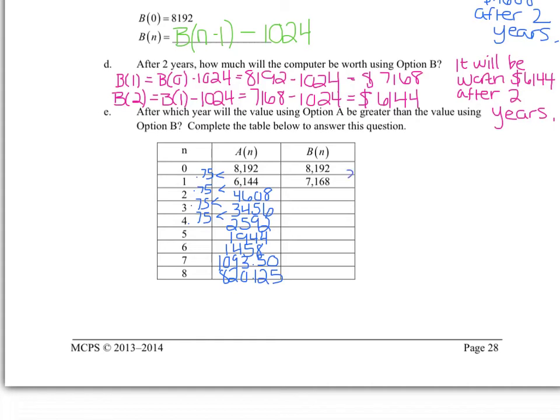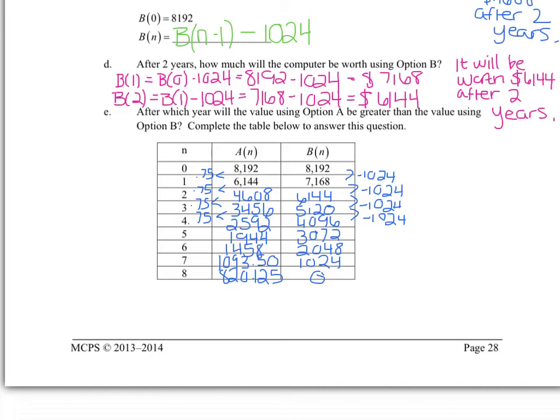With B of n, we're subtracting 1,024 each time. So if we keep subtracting 1,024, what we see is that we have 8,192, 7,168, 6,144, 5,120, 4,096, 3,072, $2,048, $1,024, and 0. So, we've completed the table.